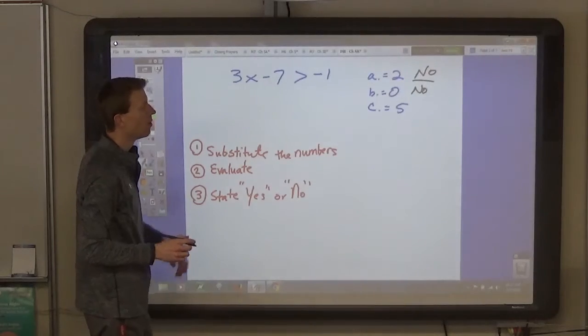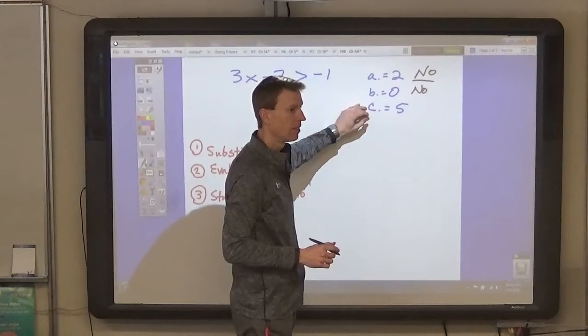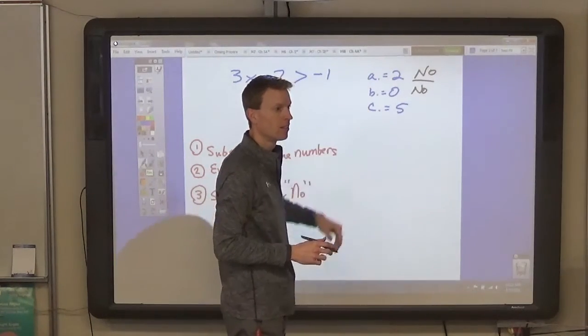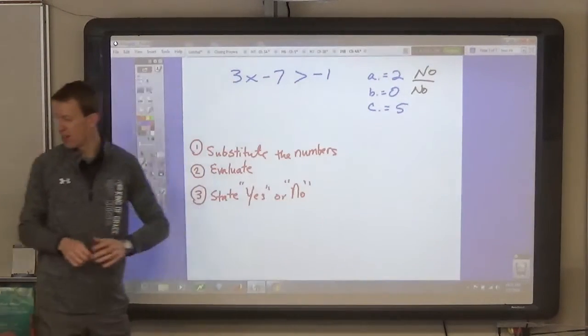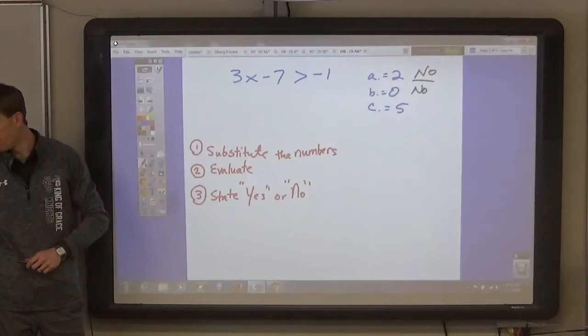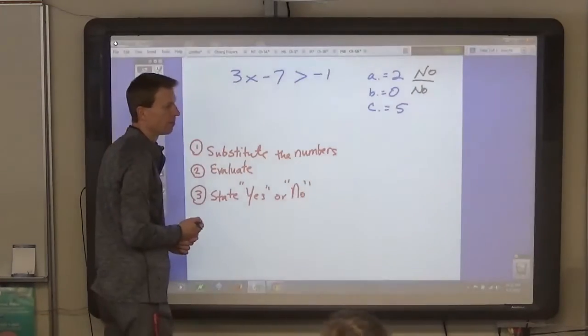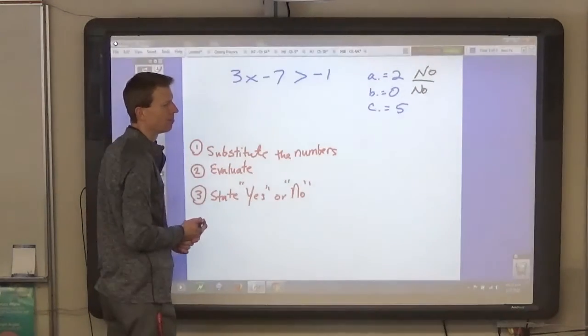No, it doesn't say pick the one that's true. It says tell whether or not these are true. It says, is each number a solution of the given equality? Yep. But in number 10, there's more than one. Really? Yeah, look at 11.